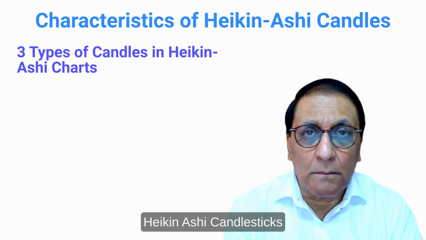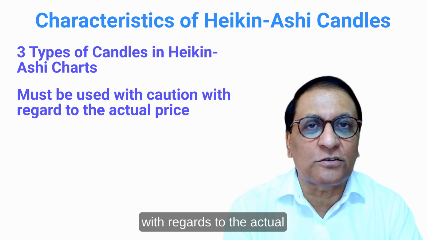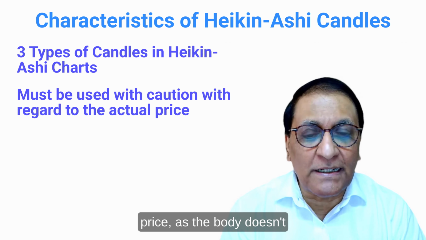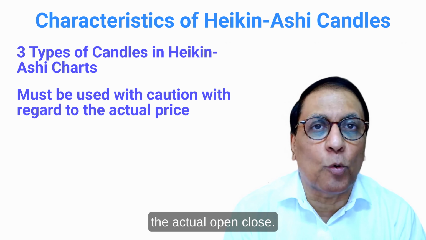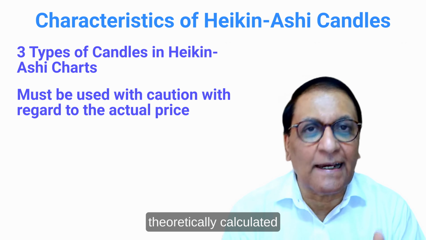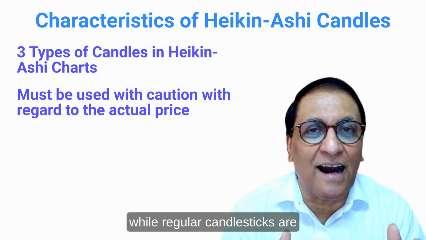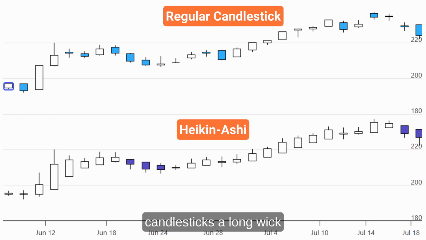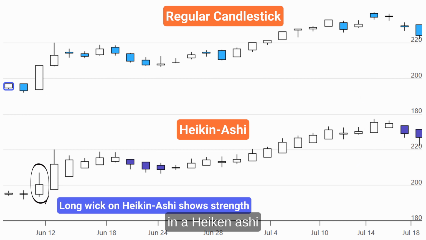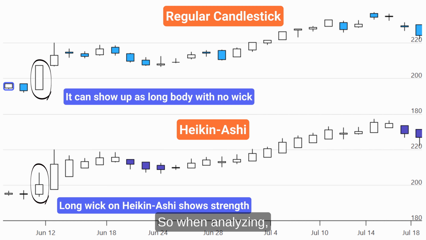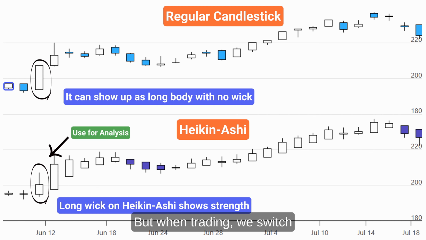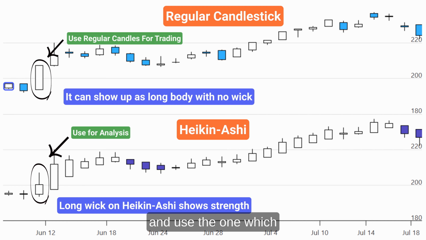Heikin Ashi candlesticks must be used with caution with regards to the actual price, as the body doesn't necessarily sync up with the actual open close, since Heikin Ashi are theoretically calculated while regular candlesticks are real data. Unlike with regular candlesticks, a long wick in a Heikin Ashi shows more strength, whereas in the same period on a standard candlestick chart, it might show up as a long body with no wick. So when analyzing, we use Heikin Ashi, but when trading, we switch to regular candles and use the one which corresponded to the one on the Heikin Ashi chart.